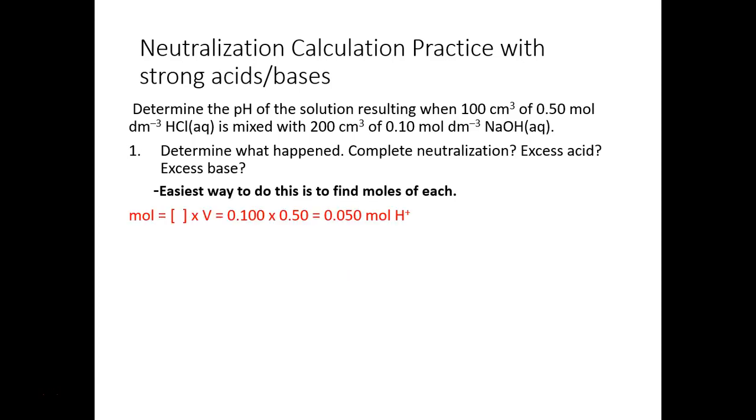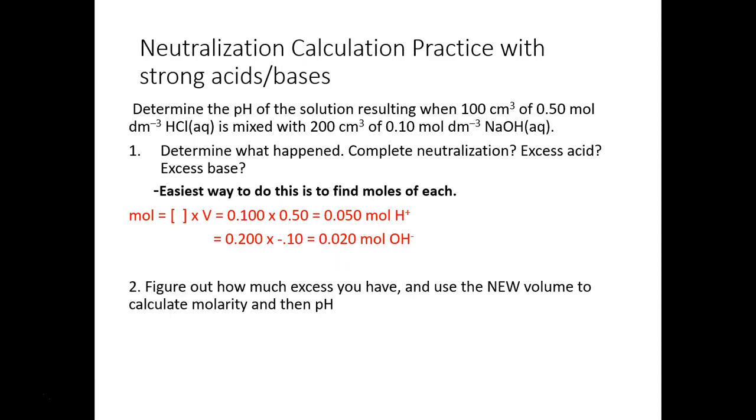So we know that we can find the number of moles of solute if we multiply the concentration times the volume. So to find the number of moles of hydrogen ions, I will take the volume in cubic decimeters, 0.1, multiply it by the molarity, and I get that there's 0.05 moles of H+. When I do the same thing for the base, I see that we have 0.02 moles of hydroxide. Now, with 0.02 moles of hydroxide, you would only be able to neutralize 0.02 moles of hydrogen ions because it's a 1-to-1 mole ratio. So we're going to figure out how much excess we have.